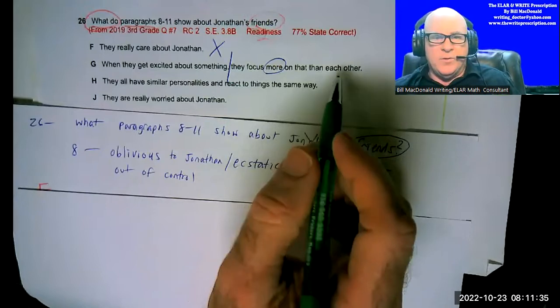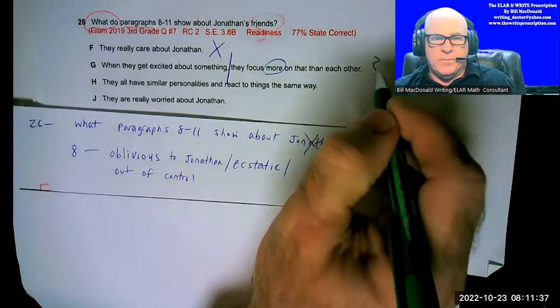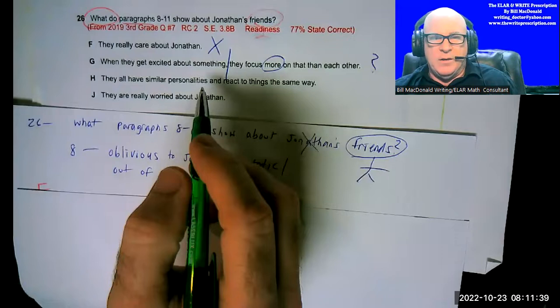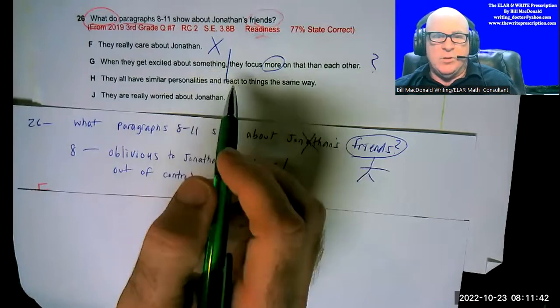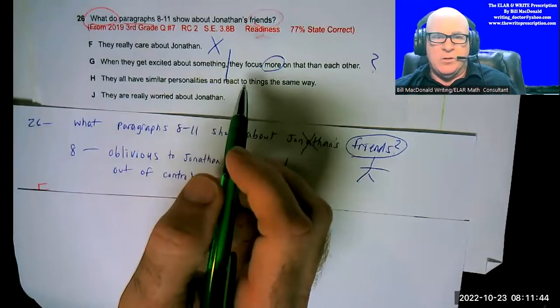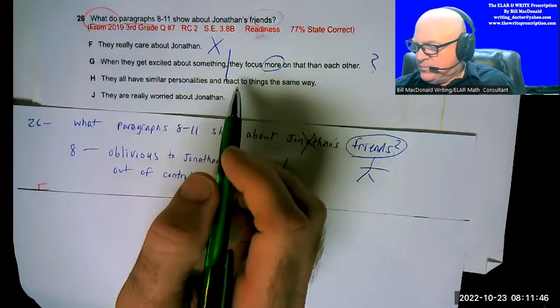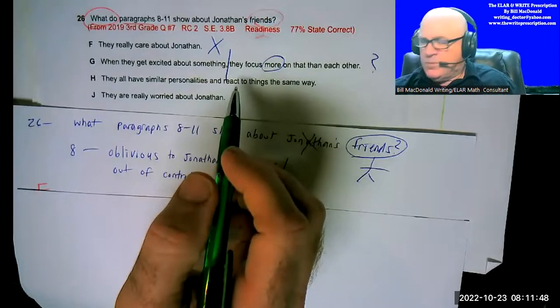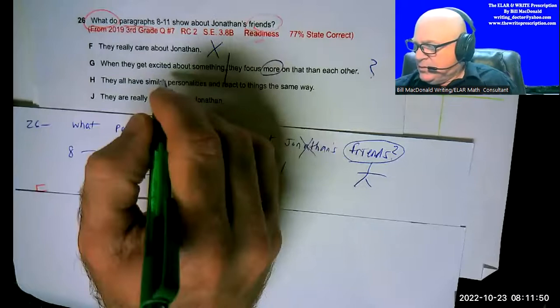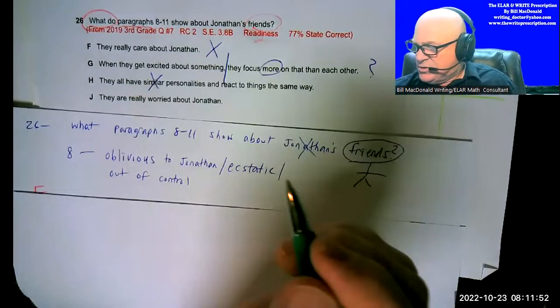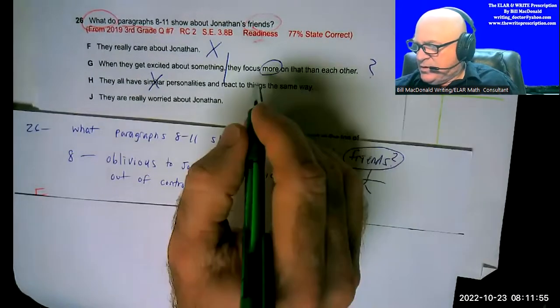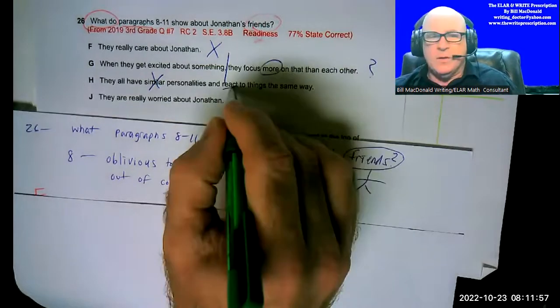They all have similar personalities and react to things the same way. No, because every single action and reaction was different. So this part would make this one true, and the reactions the same way is also untrue.